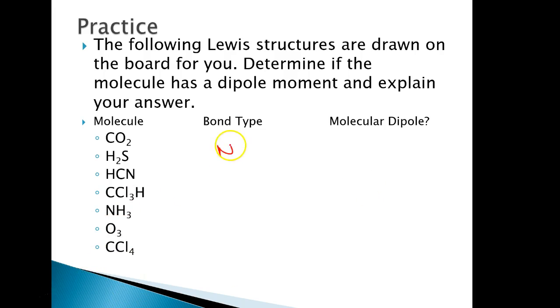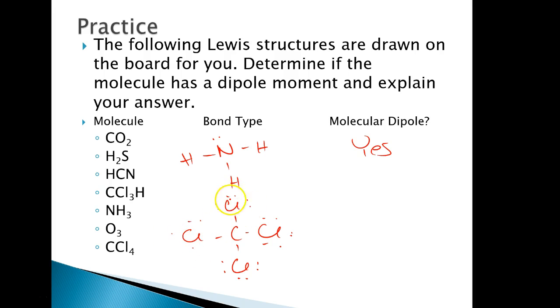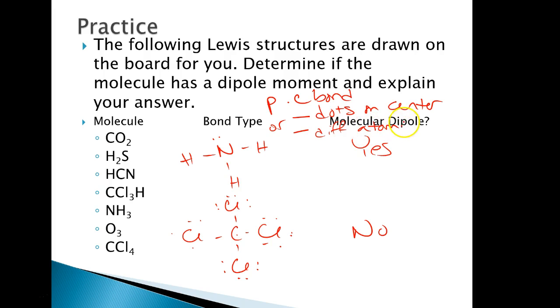All right, NH3 looks like this. It's got the lone pairs. So even though the atoms around it are all the same, it has a set of lone pairs on the central atom. So yes, it has a molecular dipole. And then CCl4 looks like this. Since it's perfectly symmetrical and there's no dots on the central atom, you would say no. So what you're looking for is, first of all, a polar covalent bond. Okay, it has to have that first. And then either dots on the center atom or different atoms around the center. And then you would write yes.